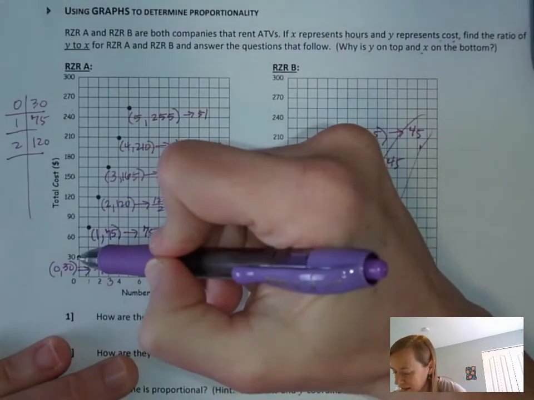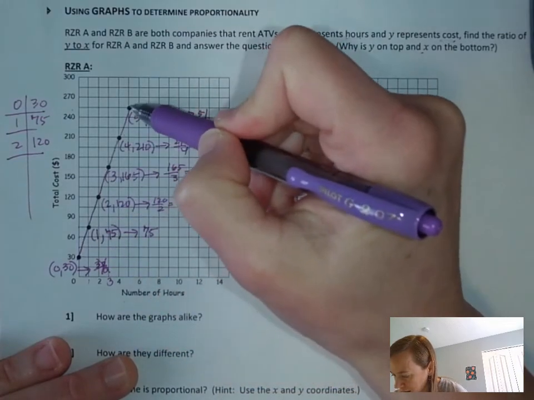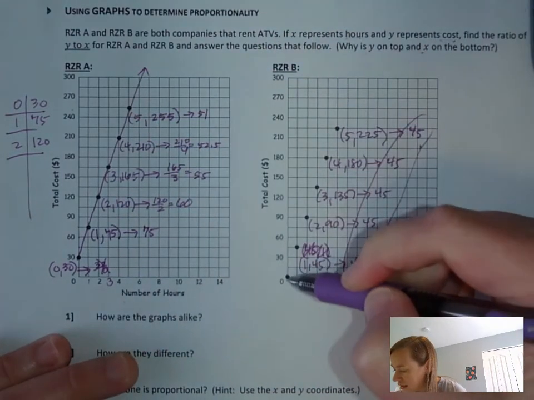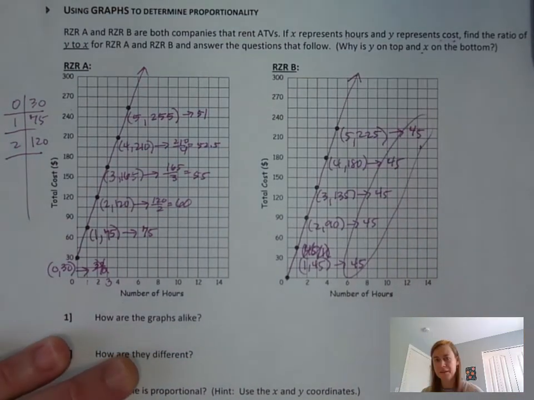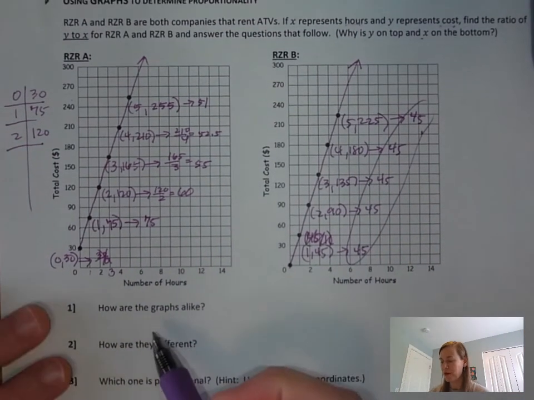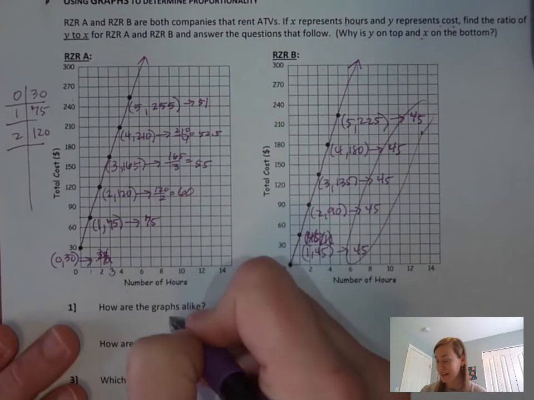Now let's just connect the dots. Let's see the shape that these dots make. You may have already noticed that they both make a straight line. All right, let's keep going. How are the graphs alike? Well, they both make a line.